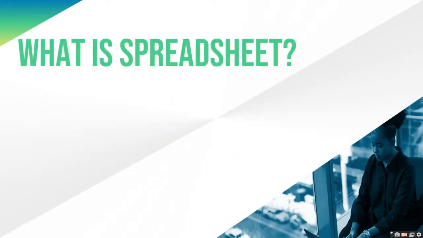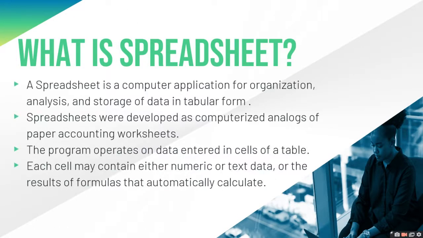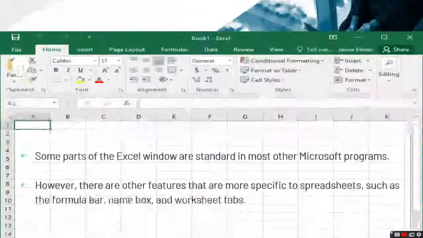Now, what is a spreadsheet? A spreadsheet is a computer application for organization, analysis, and storage of data in tabular form. Spreadsheets were developed as computerized analogs of paper accounting worksheets. The program operates on data entered in the cells of a table. Each cell may contain either numeric or text data, or the results of formulas that automatically calculate.